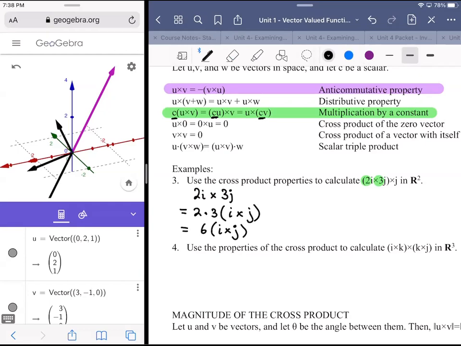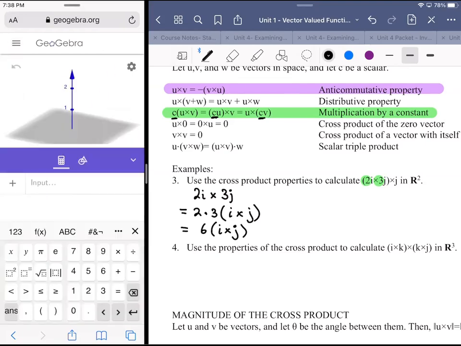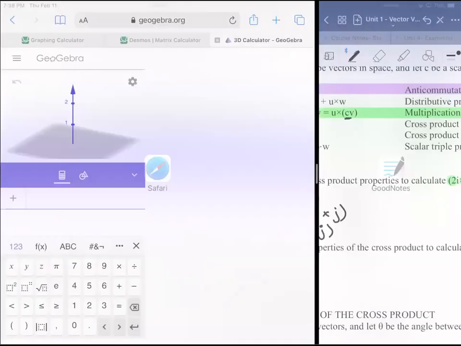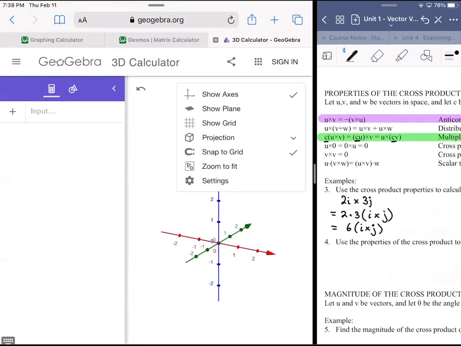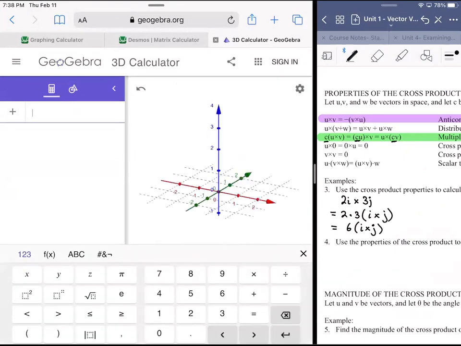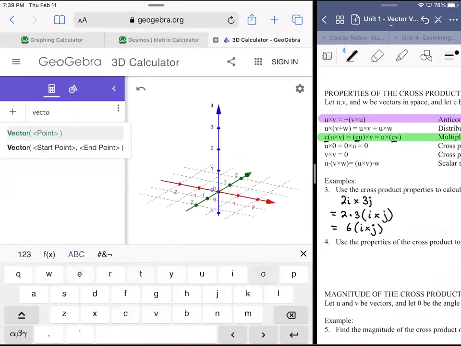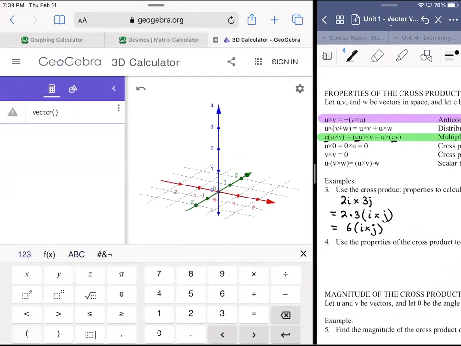We could do it in Desmos, but we could also use a little bit of common sense because i is a vector along the x-axis, j is a vector along the y-axis. Maybe I'll do it in GeoGebra and I'll use that to show you how it all plays out. How about that? We'll kind of bridge the gap here. I still like it. All right, so I'll put in a vector 1, 0, 0. That's my vector i.